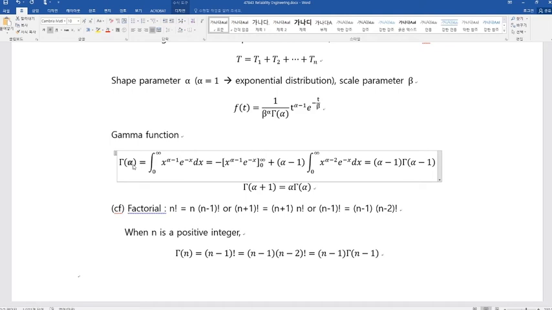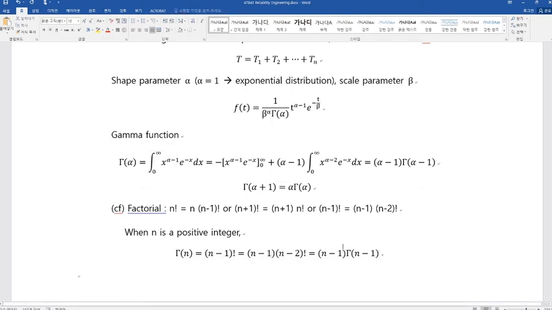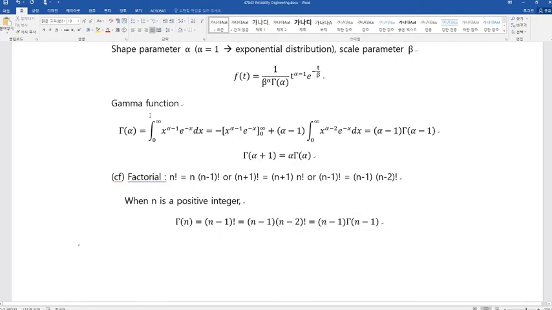This is a special case, of course. So this is how the gamma function is defined, and the gamma distribution is defined with this gamma function. If alpha is a positive integer, then this function can be replaced with n minus 1 factorial.